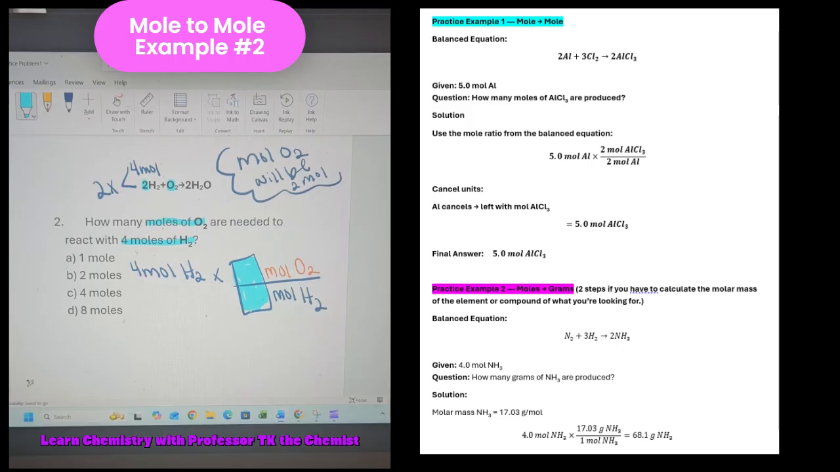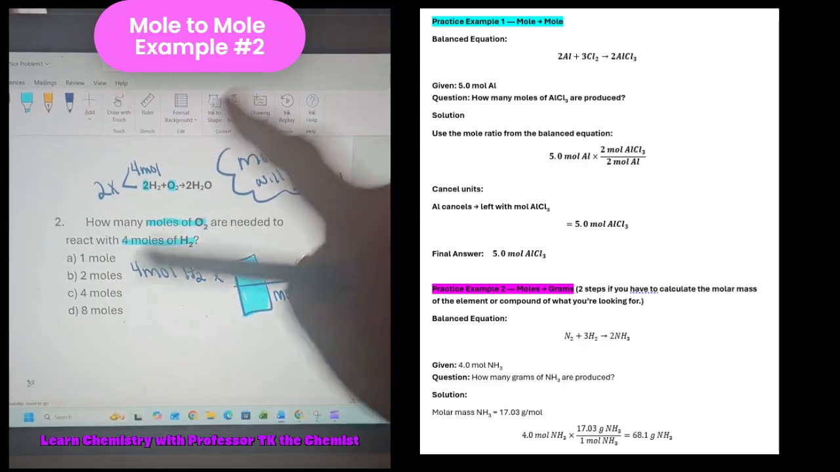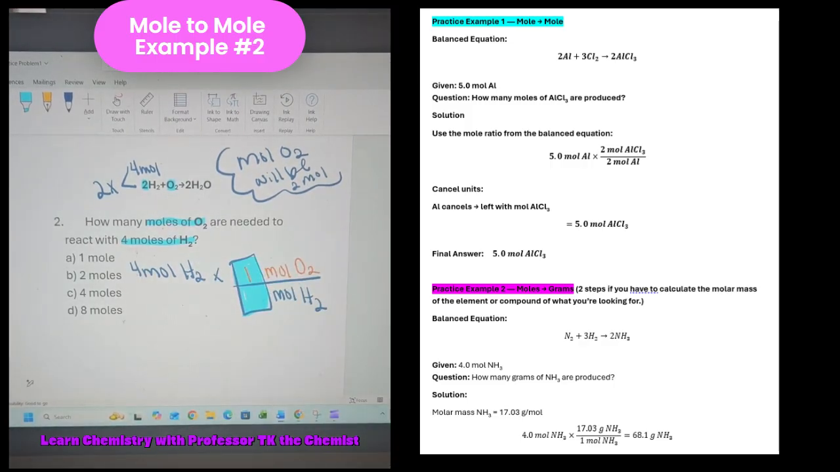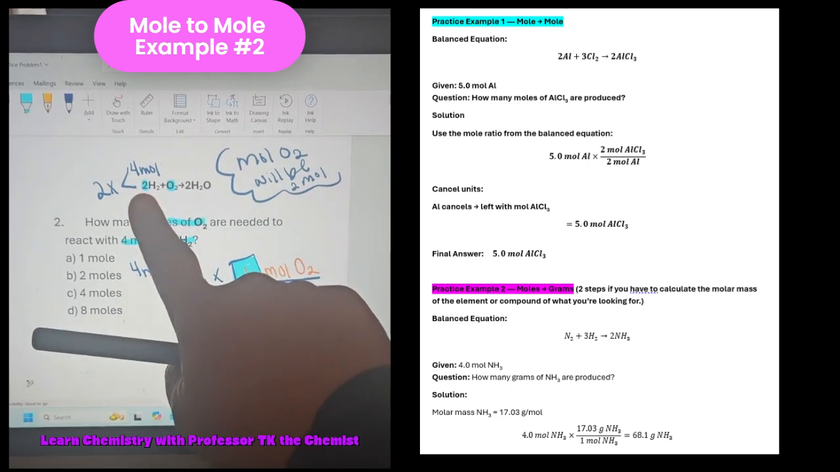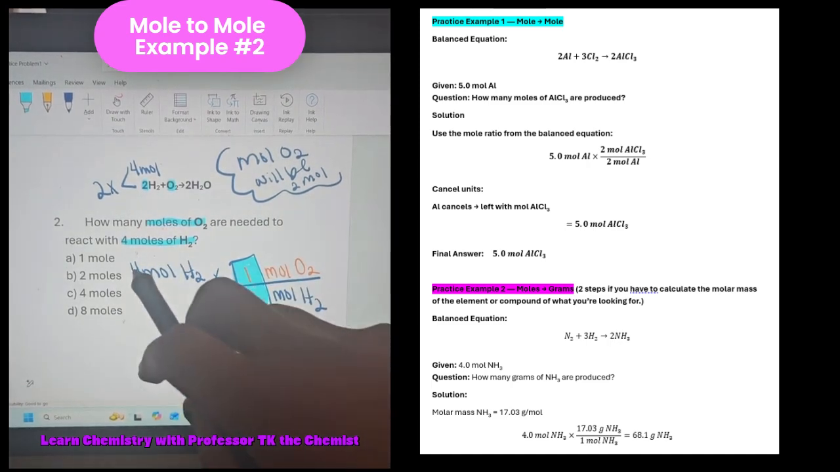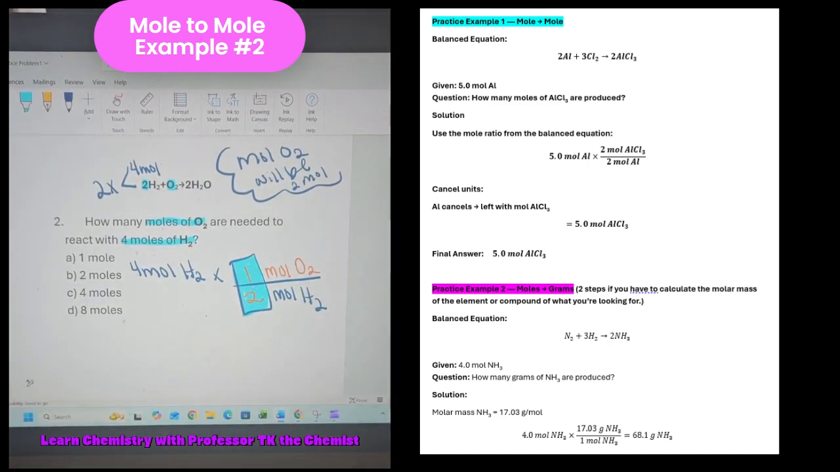All right. And you're going to write in 1 mole of oxygen from that, 2 moles of hydrogen from this one. And now 4 times 1 is 4 divided by 2. And you got it. We predicted correctly that the answer would be 2 moles, and that is correct. So our prediction was correct.